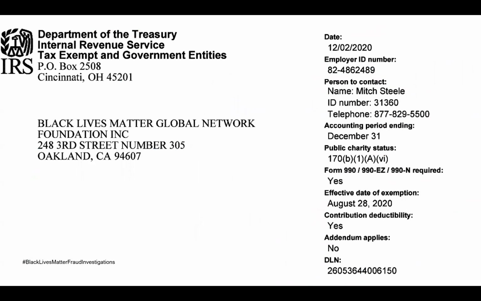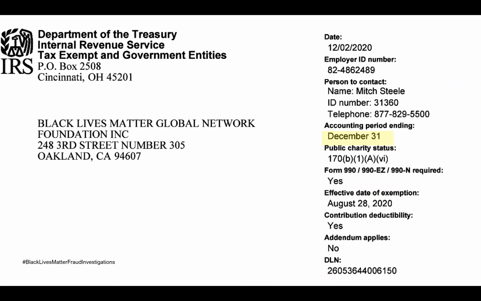The Black Lives Matter Global Network Foundation earned 501c3 nonprofit status in December of 2020, December the 2nd of 2020, as you can see on the date on this determination letter. I'm focusing in on the determination letter first before going to the Form 990 information return, because there are two important pieces of information that I would like to share that is going to be relevant to the Form 990 information return. The first piece of information is the accounting period ending, which is December the 31st.